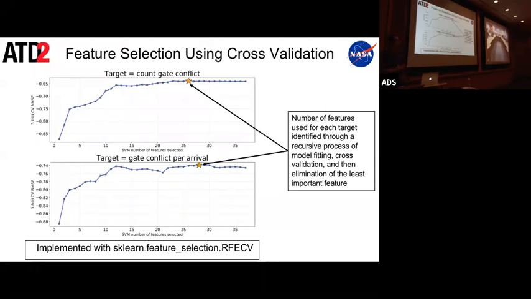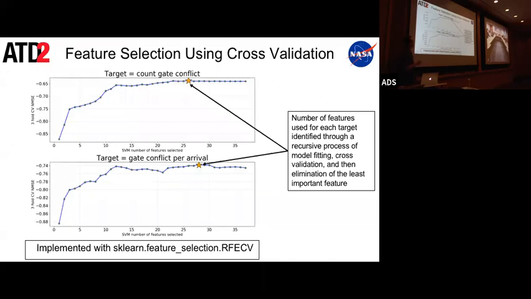And so what we do is this recursive operation: we fit our model. We use cross-validation to assess the accuracy. We identify the least important feature, we throw it out. Then we fit our model, we use cross-validation to assess the accuracy, we identify our least important feature and we throw it out. And we do this recursive process, and then we can identify the features that we want to use.